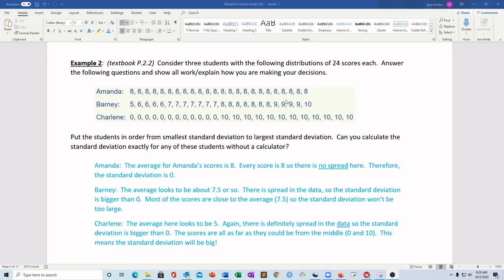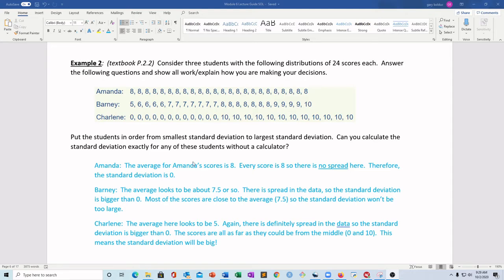So if the standard deviation is 0, it means there's no spread at all in your scores. And that's what's happening for Amanda. She is completely consistent, 8 every time. So that's what it says here. The average for Amanda's scores is 8, so there is no spread, so her standard deviation is 0. That is the smallest you can get. The absolute minimum standard deviation is 0, which means no spread.